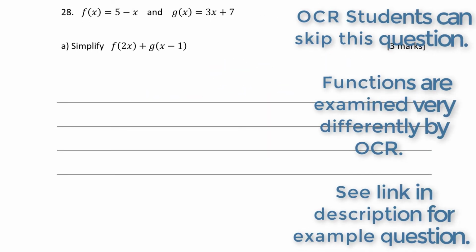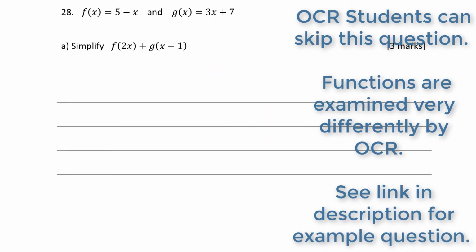f of x equals 5 minus x, and g of x equals 3x plus 7.